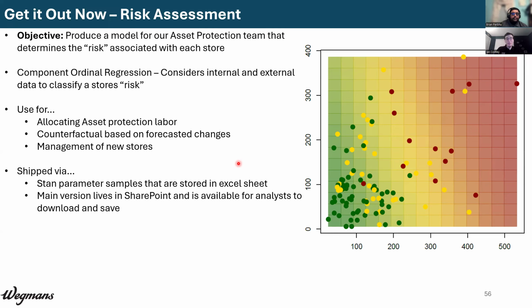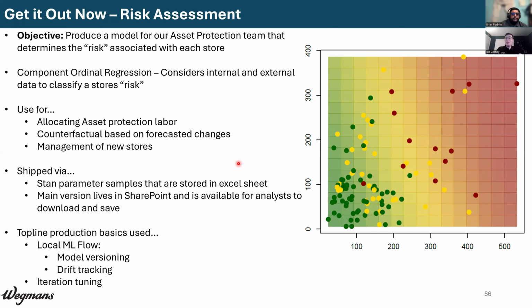There's not always have to be something fancy. We can still use some top line production basics when we're doing these things, right? So, for instance, you can use local MLflow to track model versions, to do drift tracking of different things, right? You're not fully incapacitated. You can still do these production basics to set yourself up for the future, even if you're not deploying it on these large servers and stuff like that. And then, of course, iteration tuning, especially for a model that can be as nasty as this one.